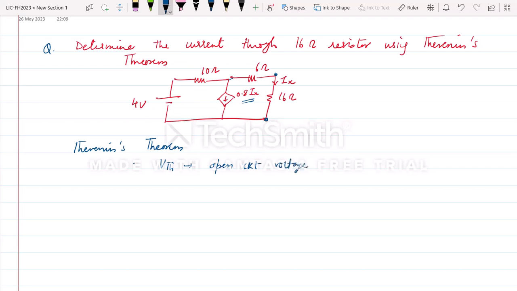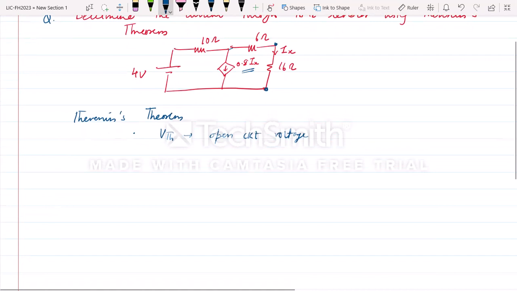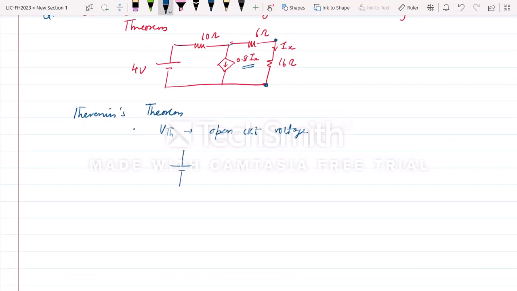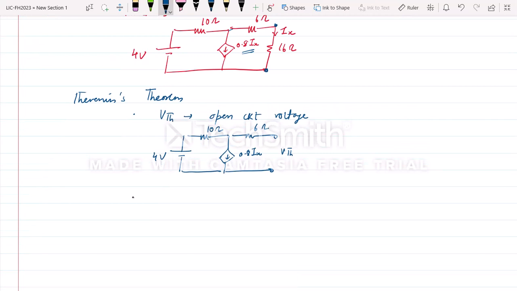That is VTH. Because the question is to find the current through that, we open that terminal, and that is nothing but the voltage VTH. We find VTH. That is the same as we do for independent sources also. Second step, what we do in independent sources is we find the RTH.